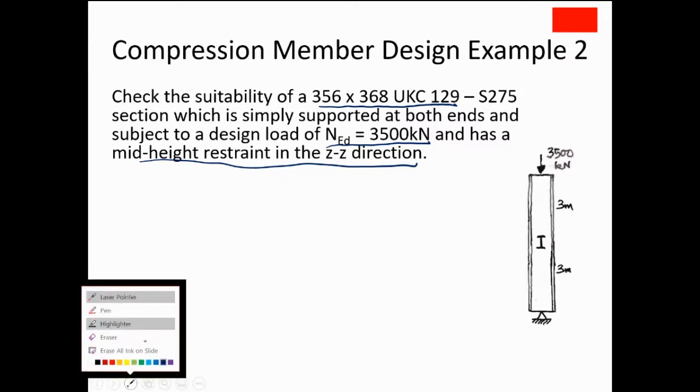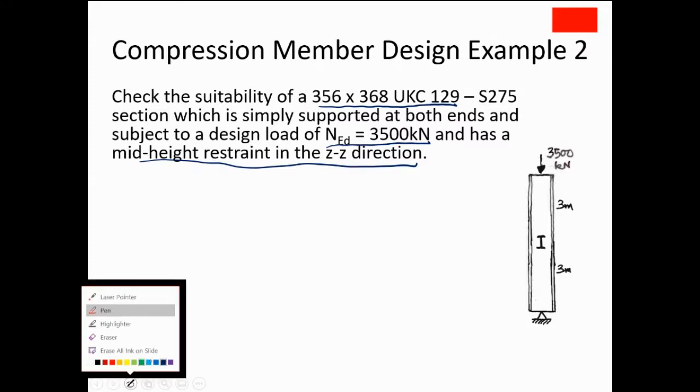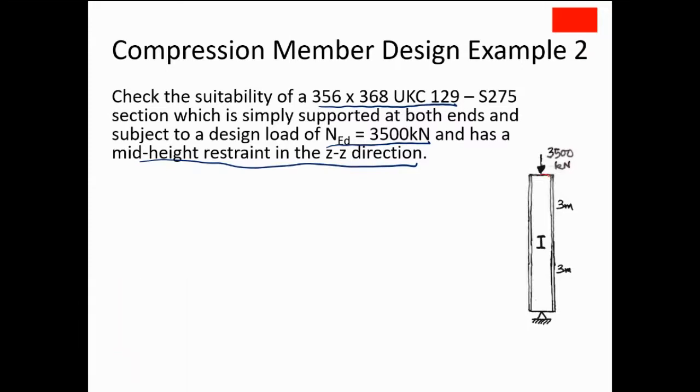So if I look at what does that mean? This section can still buckle laterally like this about the major axis. So that's the critical buckling length about the major axis. Sorry, about the major axis it is equal to 6 meters.